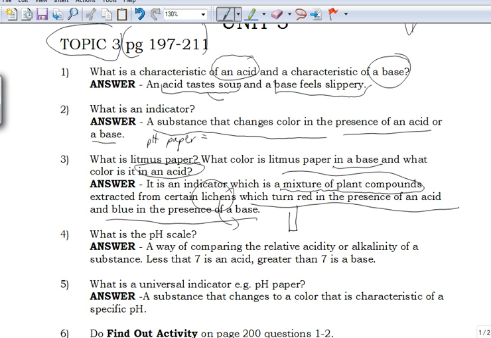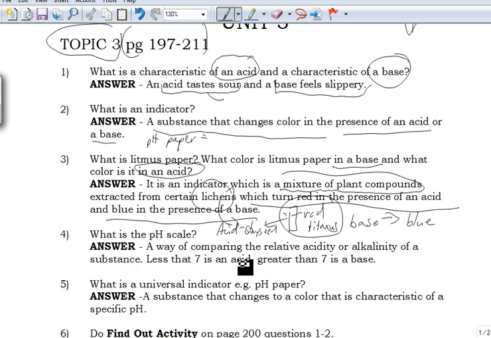So if you take some paper, here's my pH paper, and maybe this is red litmus. If I dip this red litmus paper in a base, it turns blue. If I dip this red litmus paper in an acid, it stays red.